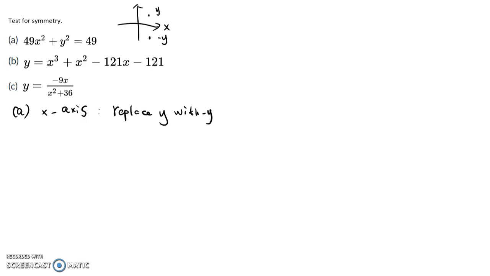Okay, so in the equation I have 49x squared plus, instead of y, I'm going to replace it with negative y. Let me simplify it a little bit to see if I can get the same equation back. Well, negative y squared is actually just y squared. So I did get the same equation back. So that means, yes, this equation is symmetrical with respect to the x-axis.